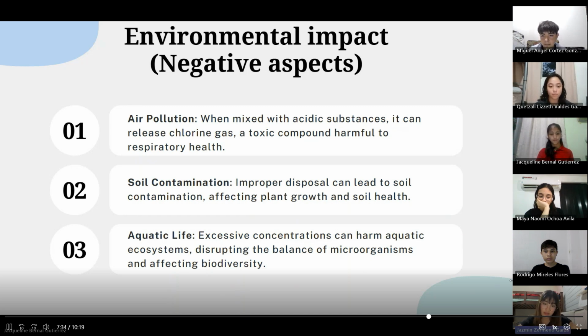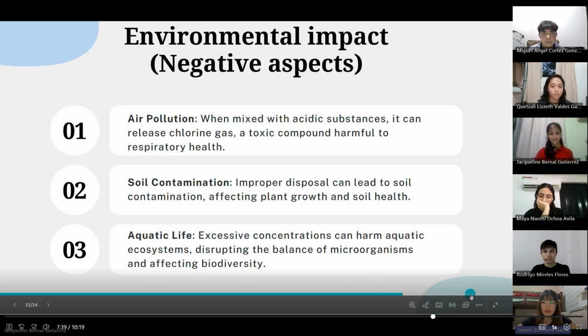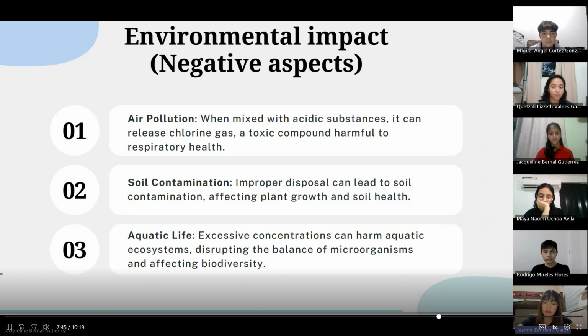The third one and the last one is aquatic life. This is in excessive concentrations can harm aquatic ecosystems, disrupting the balance of microorganisms and affecting biodiversity.